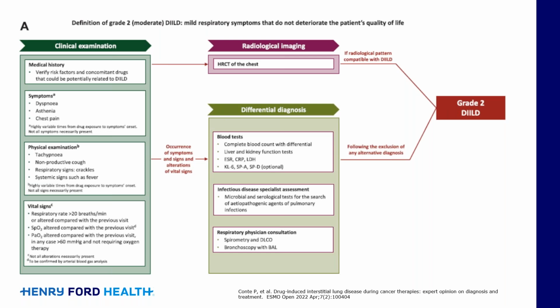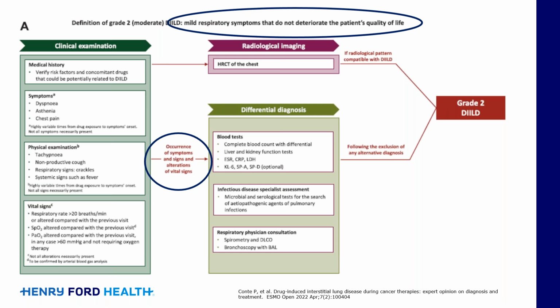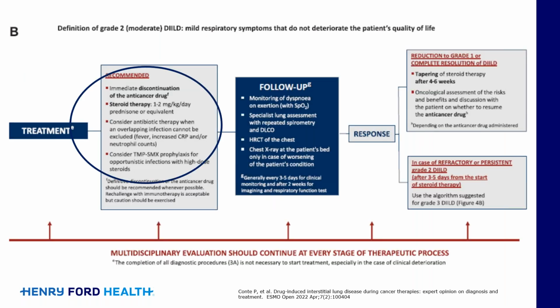Whereas grade 2 drug-induced ILD is when we have mild respiratory symptoms that do not significantly affect the patient's quality of life. This is when we go through our workup that we talked about before. In these patients, we would immediately discontinue the drug, and steroid therapy at a relatively higher dose, so 1 to 2 milligram per kg per day, is considered. Typically we also put them on Bactrim for PJP prophylaxis. We typically follow these patients in about 4 to 6 weeks with repeat imaging, potentially with repeat pulmonary function testing. And if the patients have resolution, then we would taper the steroids off.